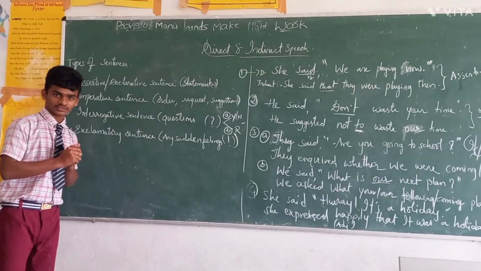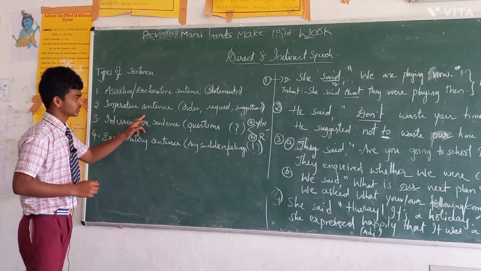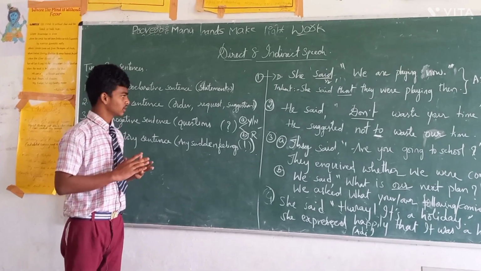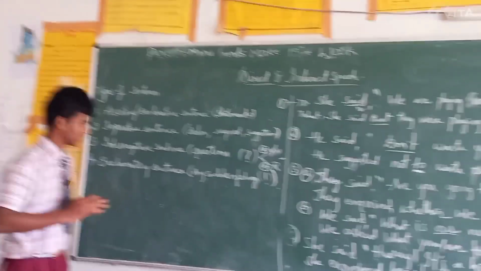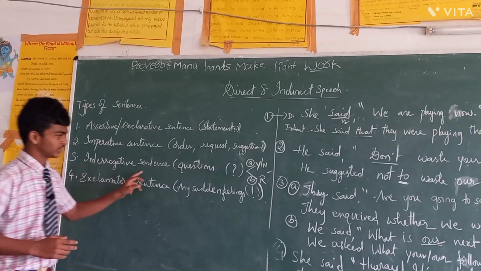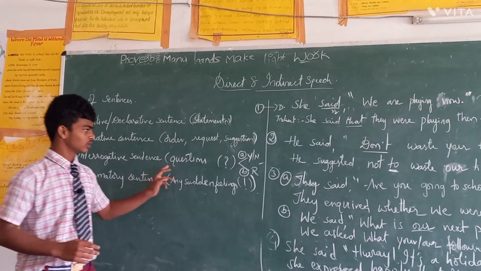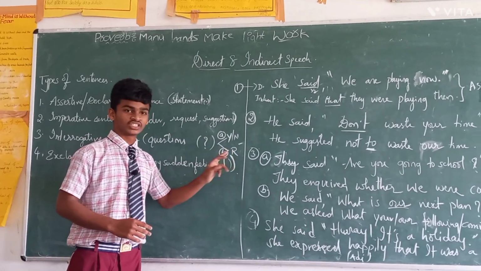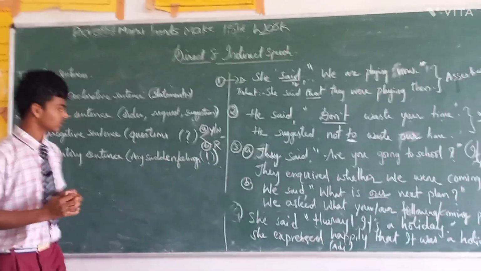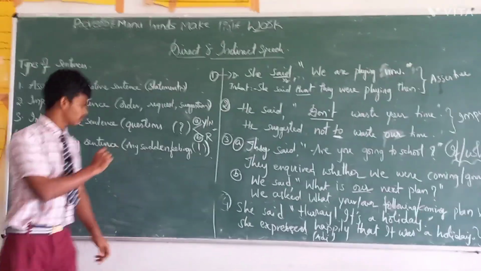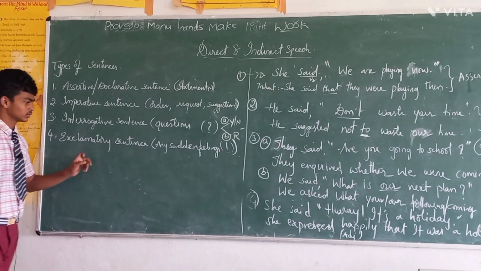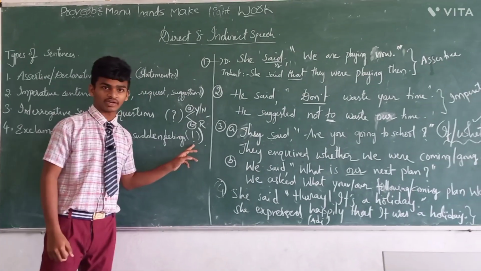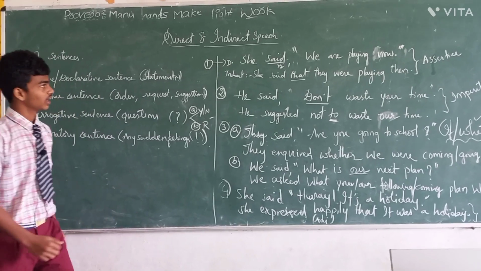It ends with a full stop. The second one is the imperative sentence. These are three types: order, request, suggestion. The third one is the interrogative sentence. It has two types. First one, yes or no. Second one, reasoning questions. It ends with a question mark. The fourth one is the exclamatory sentence. It ends with an exclamatory mark.